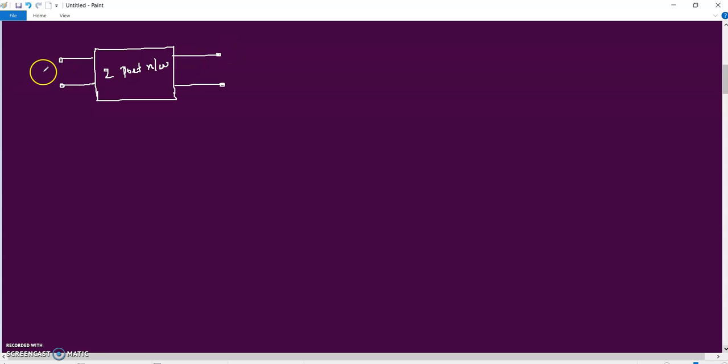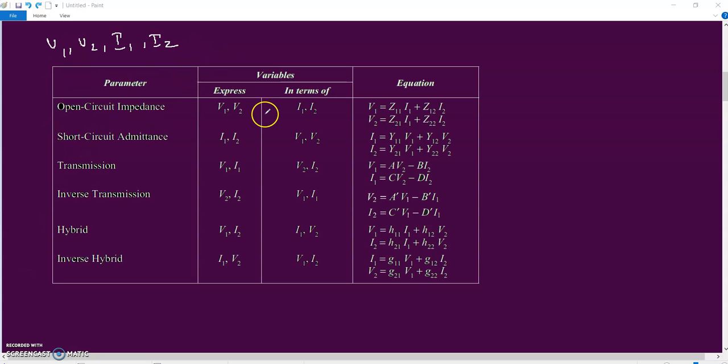There are four variables here: V1, which is the input voltage, V2, which is the output voltage, I1, which is the input current, and I2, which is the output current. These four variables can be used to define the various two-port parameters. Any two of these variables can be expressed in terms of the other two variables.